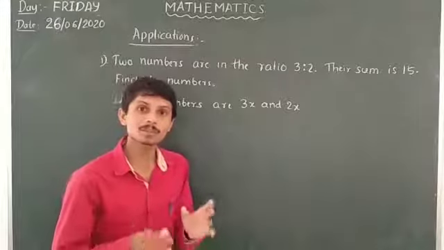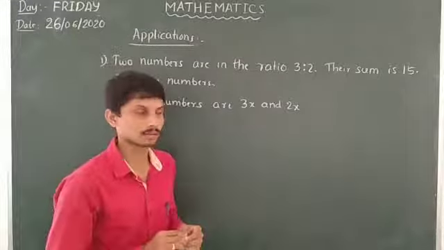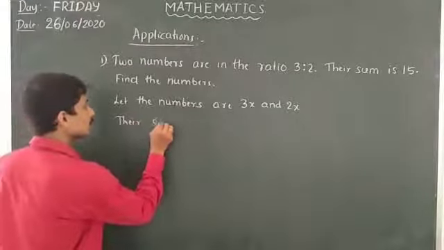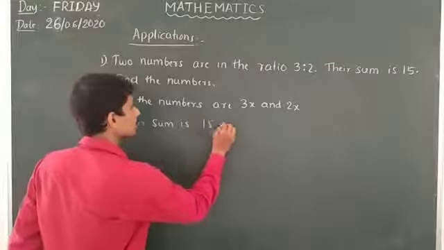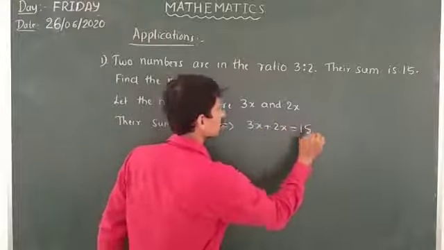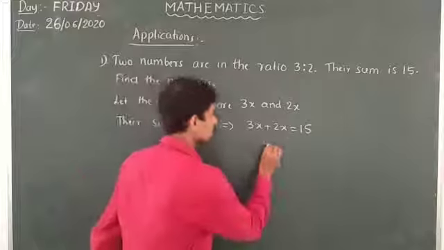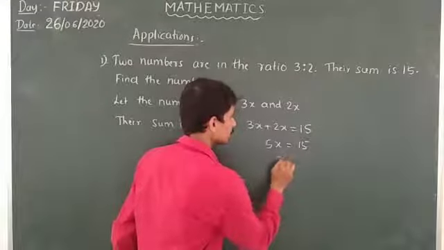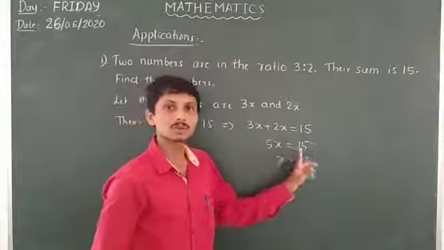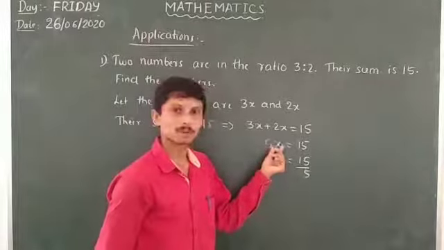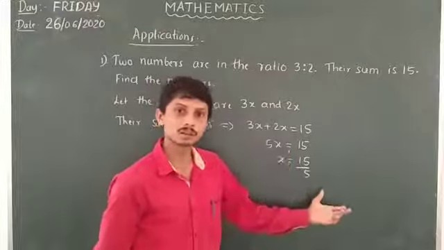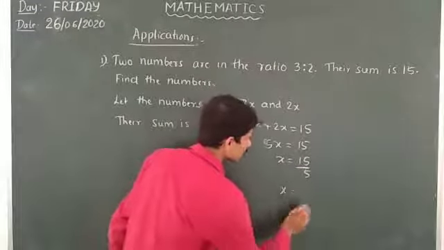The sum of those numbers is 15. So we take 3x plus 2x is equal to 15. 3x plus 2x is 5x, equal to 15. x is equal to 15 by 5. We have transposed this 5 to the RHS. Here it is in multiplication form. After transposing, it goes into division, that means it goes to the denominator. That means x is equal to 3.